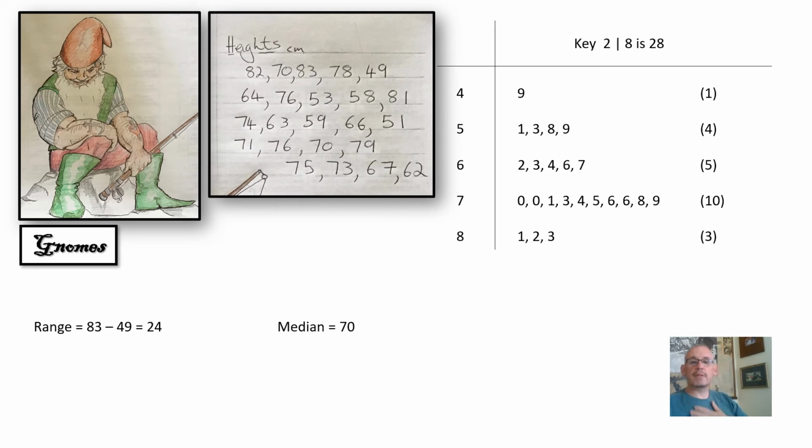So here's the stem. Here's the leaves again, going from 49 to 83.